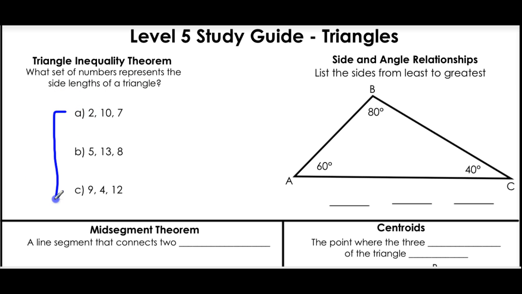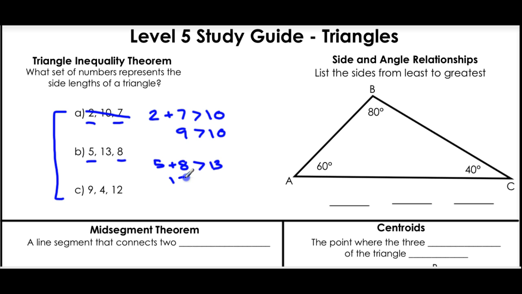All right, we have three options here. The way you do it is you add the two smaller sides, in this case it'd be 2 and 7, and you check to see if it's bigger than the third side. 2 plus 7 is 9, that is greater than 10? Nope, so this is not it. Second one, our two smaller sides, 5 and 8. 5 plus 8, is that greater than 13? Well, 5 plus 8 is 13. 13 is greater than 13? Nope, they're the same, so this is also out.